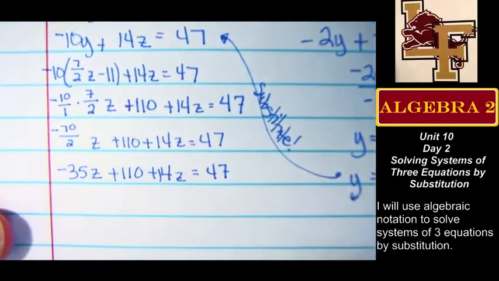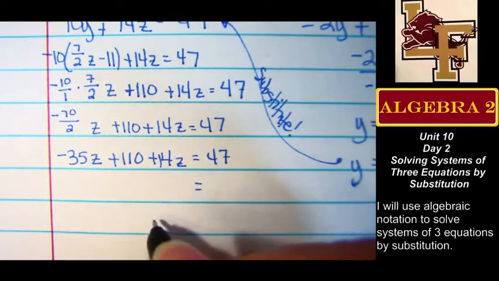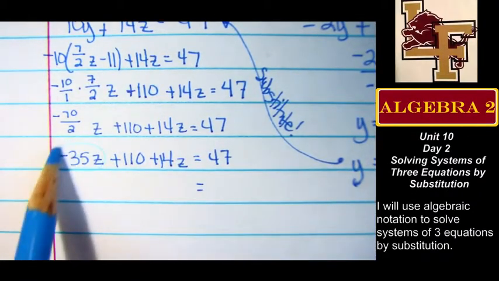All right. Now I need to add together negative 35 and positive 14. So negative 35 plus 14. We're combining these like terms.